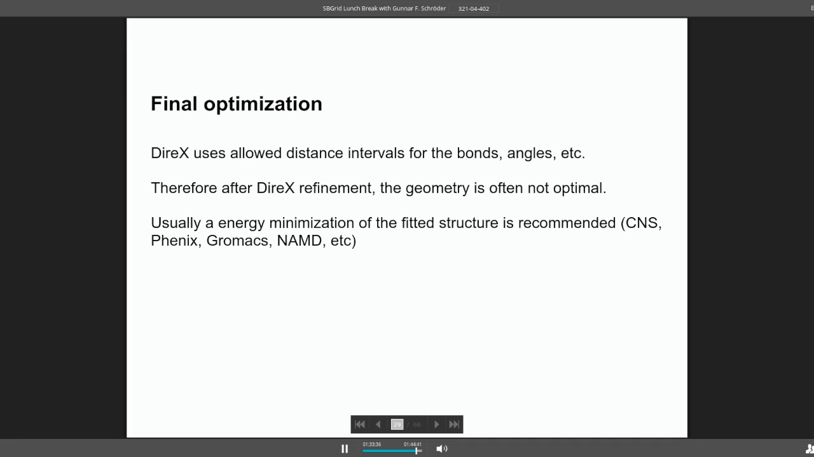Oh yeah, I should also mention that because DireX uses these distance intervals for bonds and angles and also distances between atoms, the geometry that you get with DireX in the end is not optimal. I mean, it's usually not very bad, but it can be better. So what we always do is, in the end, we do an additional energy minimization, or run some other refinement on the structure to make sure that the geometry of your structure is the best possible.